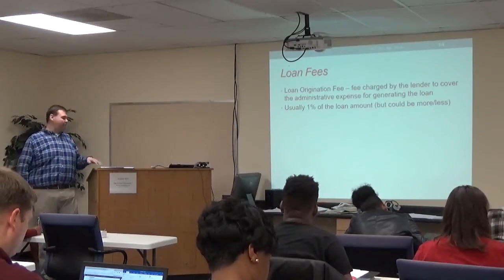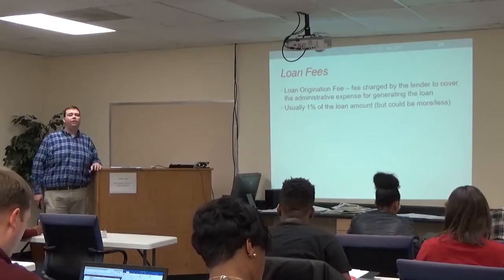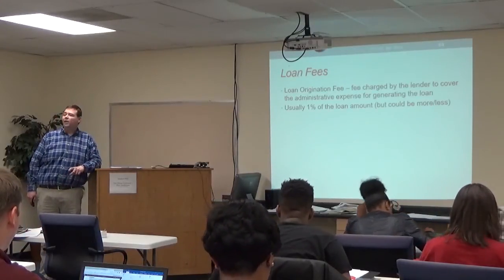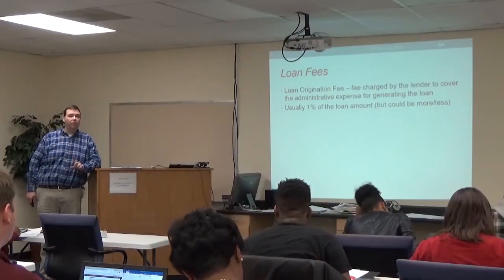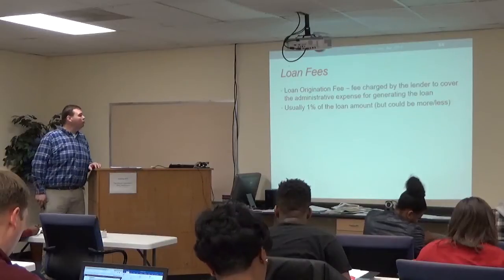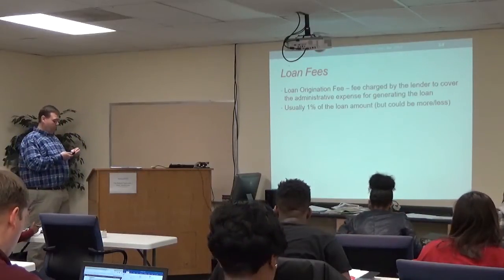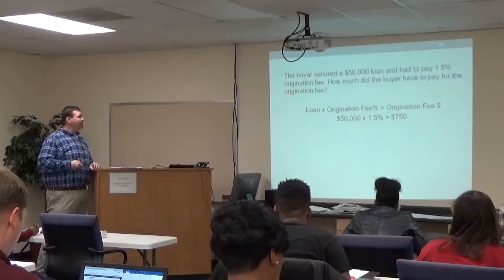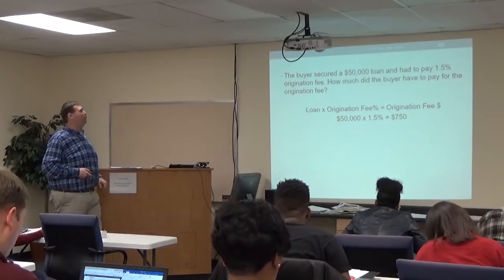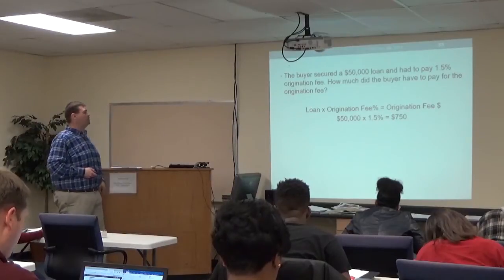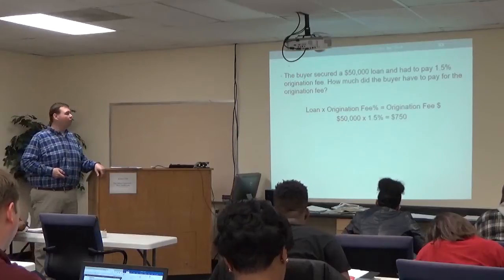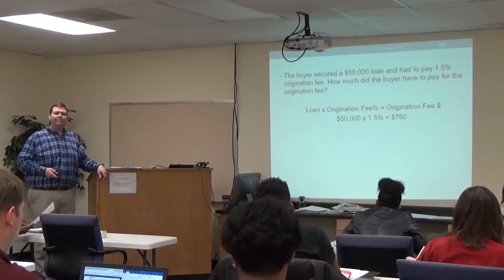The only catch there, and where you'll go wrong, is you'll calculate 1% of the purchase price instead. Remember, loan fees are based on loan amounts. Is everybody good with that? Okay. So, as an example, a buyer secured a $50,000 loan and had to pay a 1.5% origination fee. Well, it's just going to be 1.5% of that loan amount, or $750. And that's a closing cost.